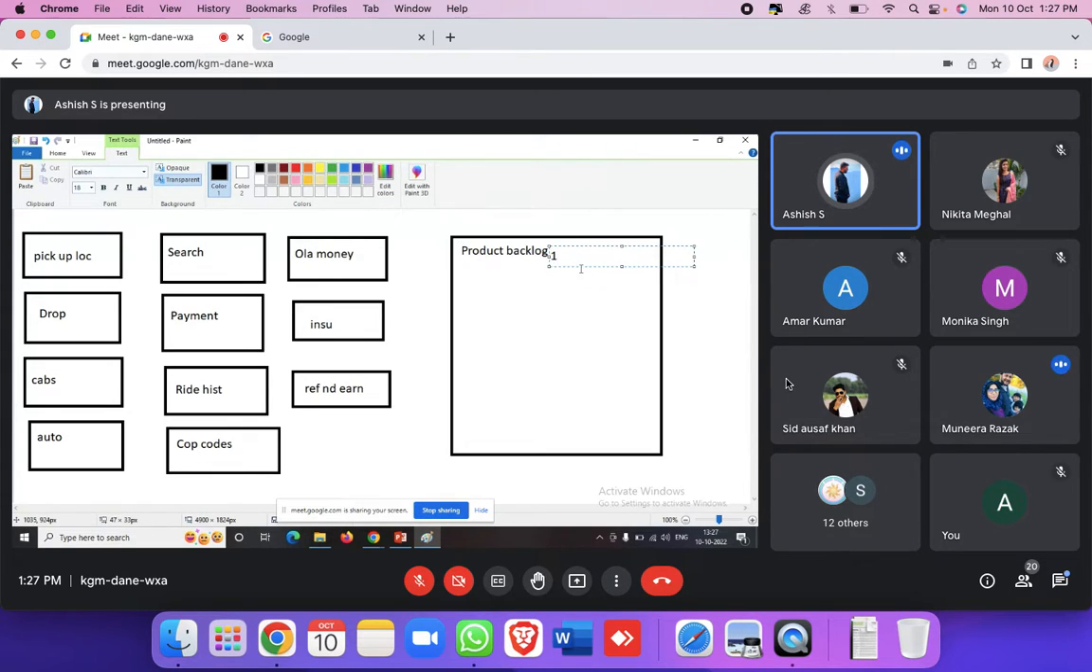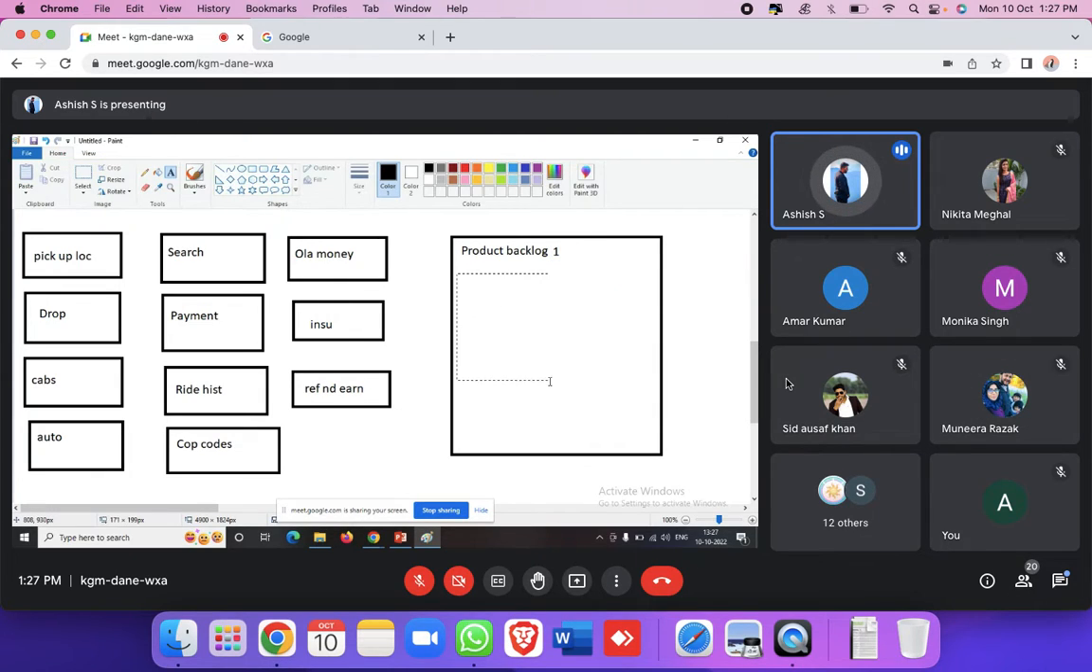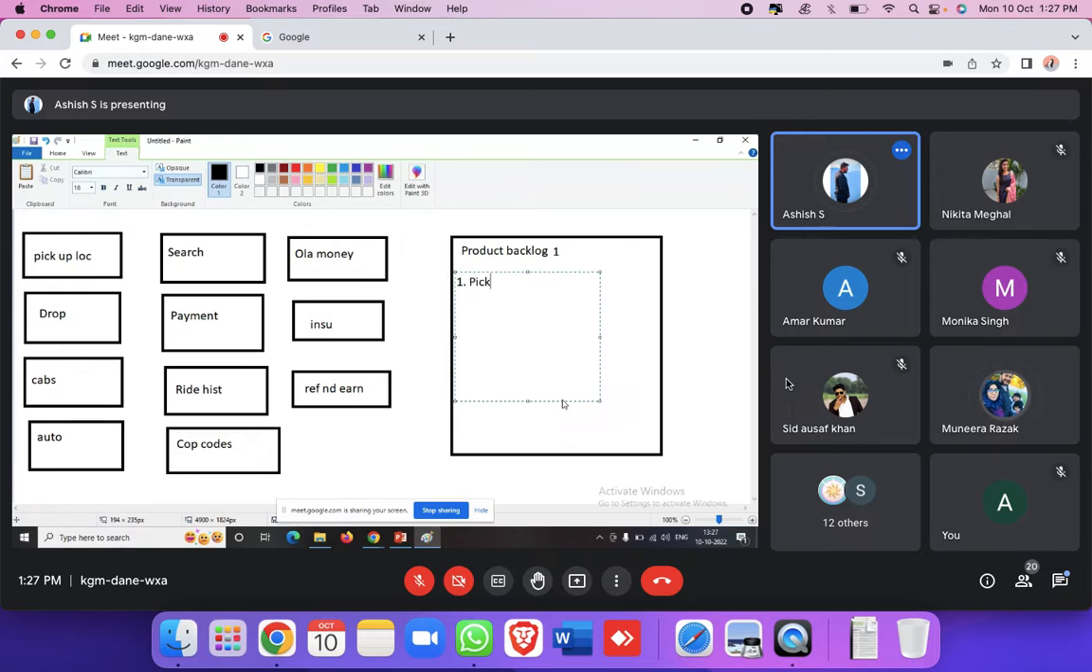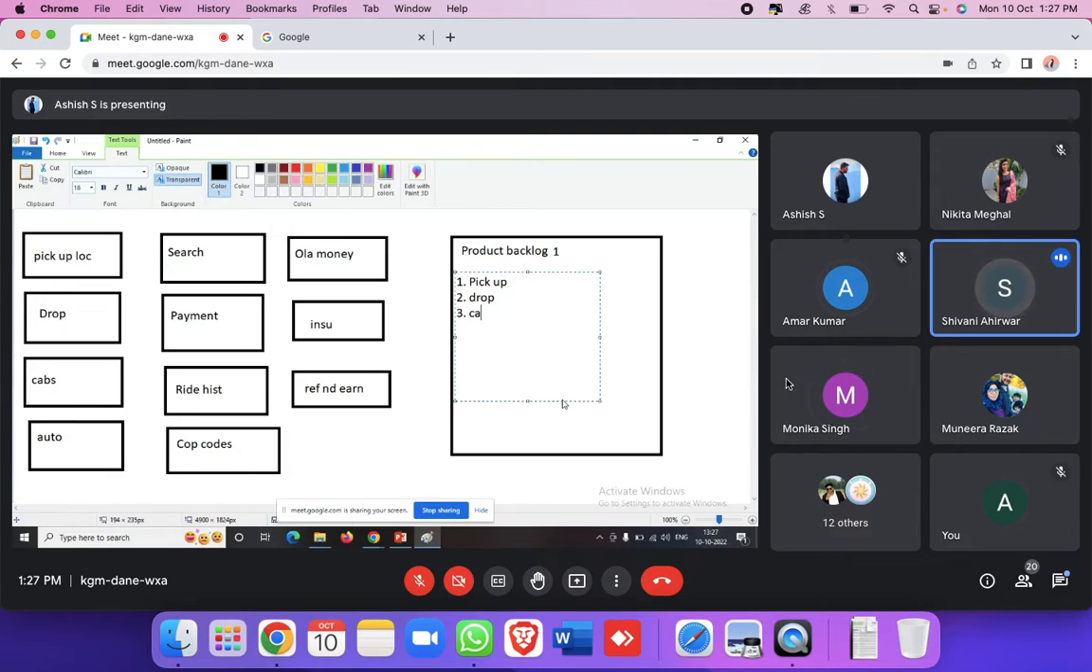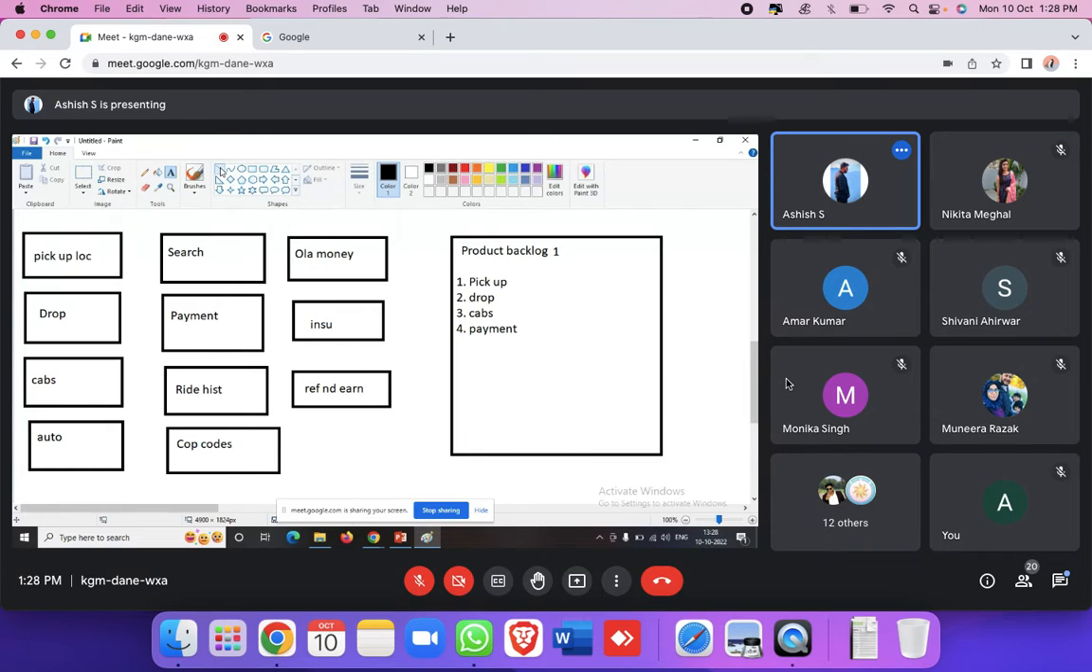Here, in this one we will take pick up location. So what all the particular modules will you add over here? Pick up location, drop destination, cabs, payment, coupon codes. Enough. Yes, one product backlog is done. With these particular 4 modules, we can easily run an application. Yes or no? Yes, sir.